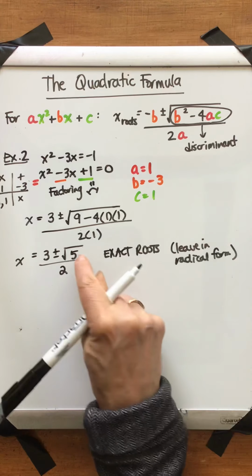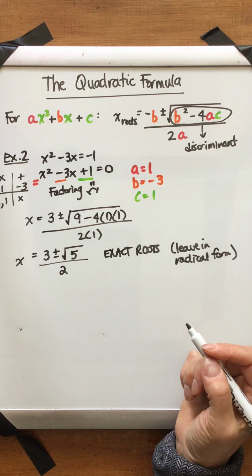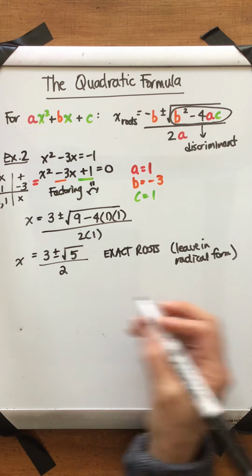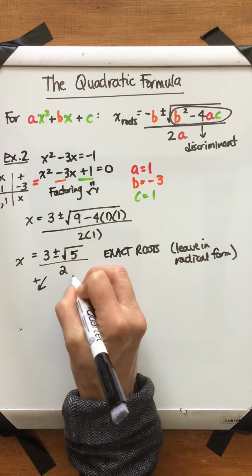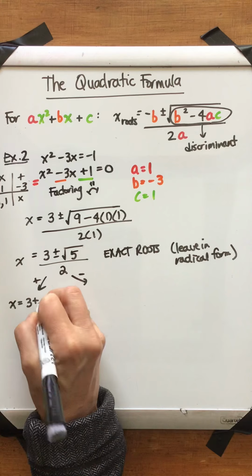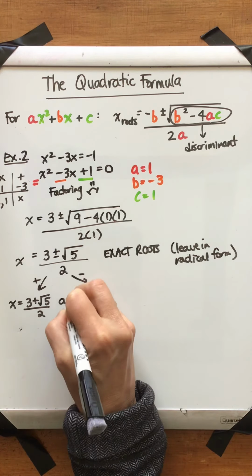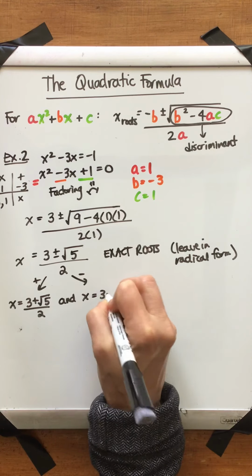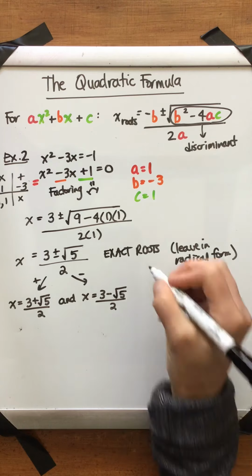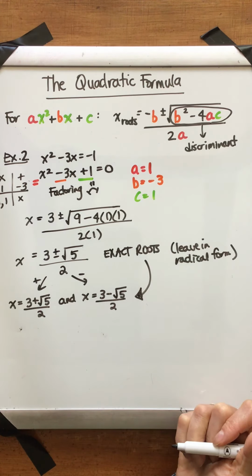Because, again, this is not a perfect square. So why make it into some sort of decimal that goes on and then truncate it or cut it off and say that's accurate? So the exact roots would be, if we do the positive version and the negative version, we would have x is 3 plus root 5 over 2, and we would have x equals 3 minus root 5 over 2. Okay, so again, these are the exact roots right here, if you want to be explicit.